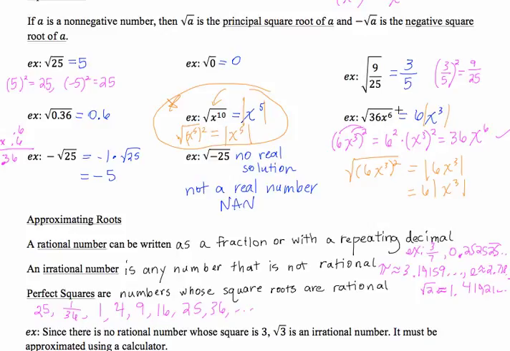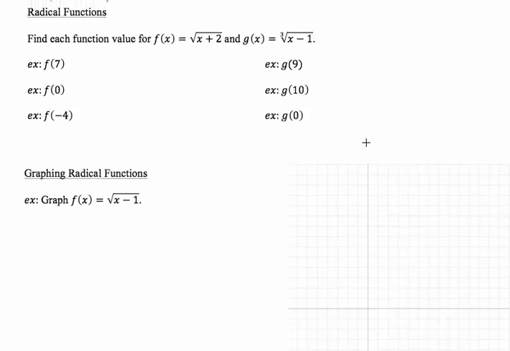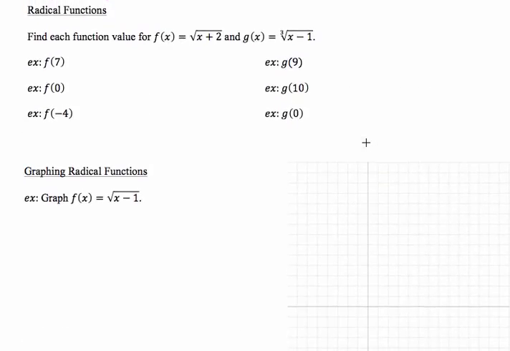Okay, now let's go on to the last and final part of this section of this chapter, and that is radical functions. All right, you can define a function in terms of radicals. For example, you could let f of x equal square root of x plus 2, or g of x be the cube root of x minus 1.